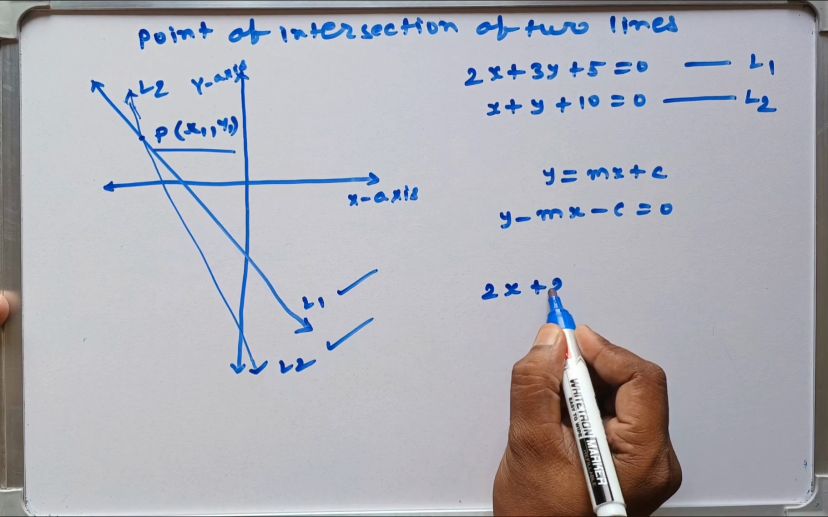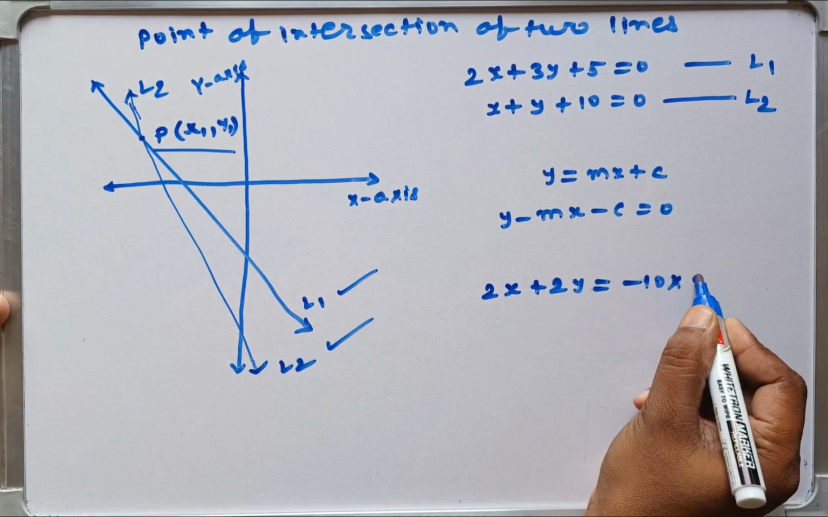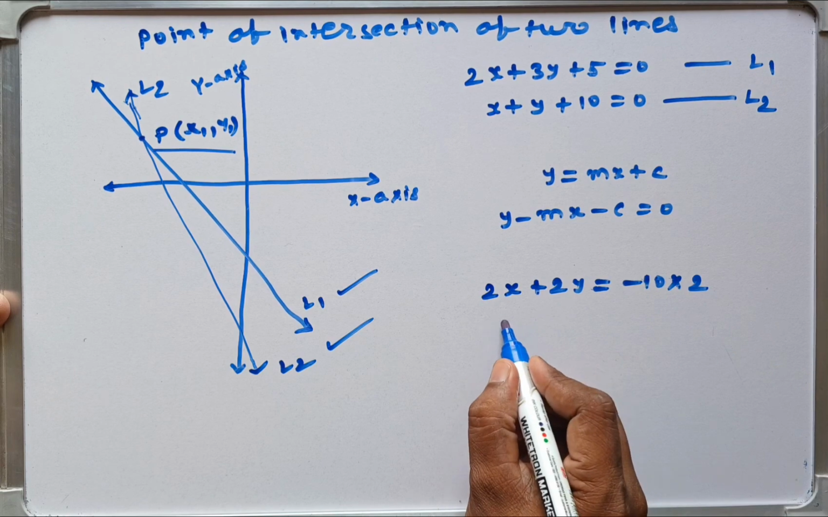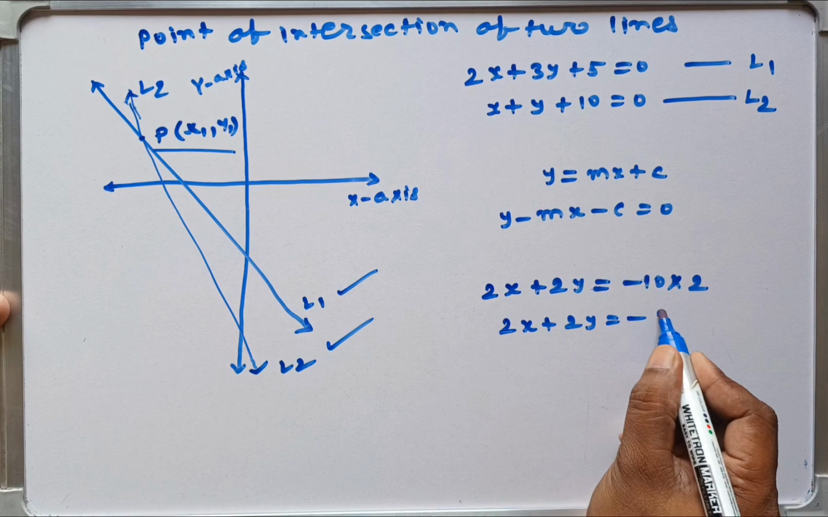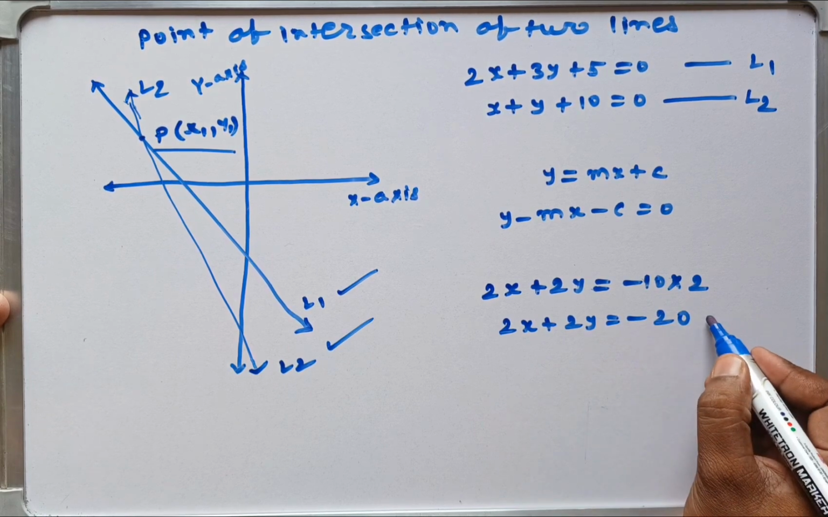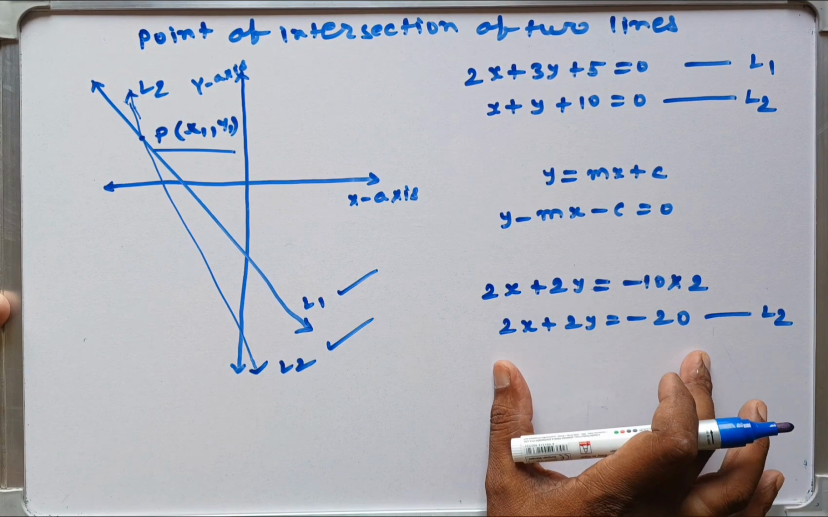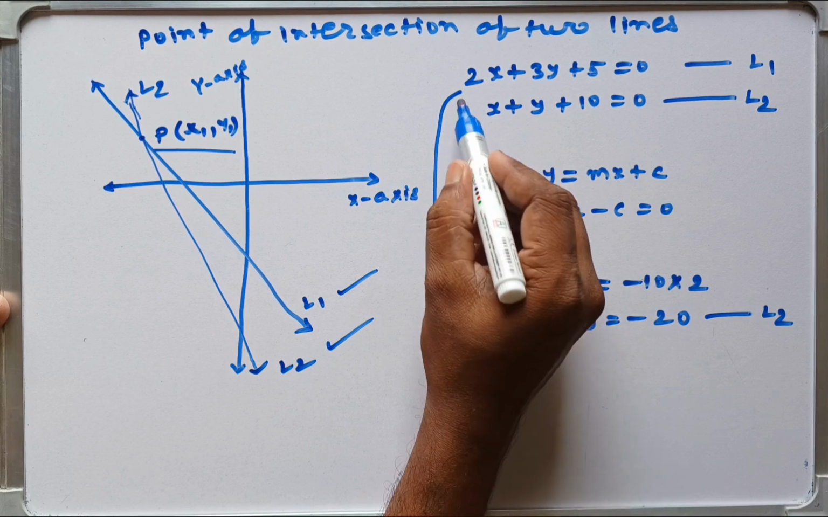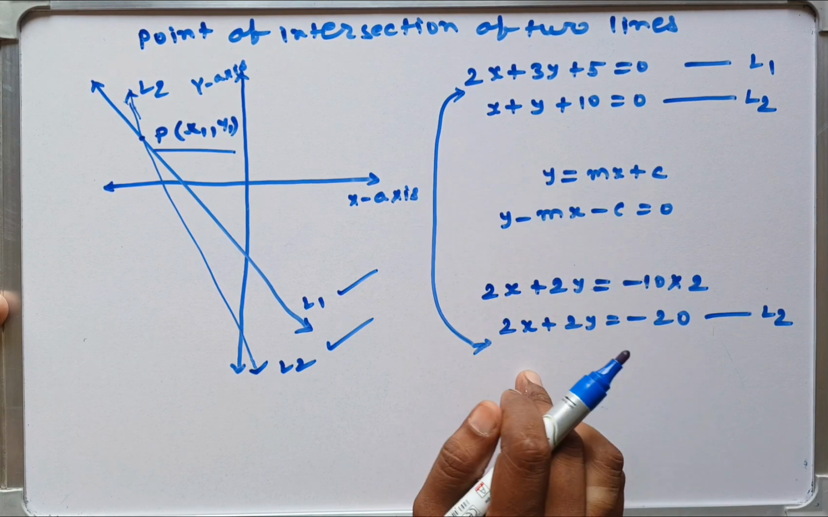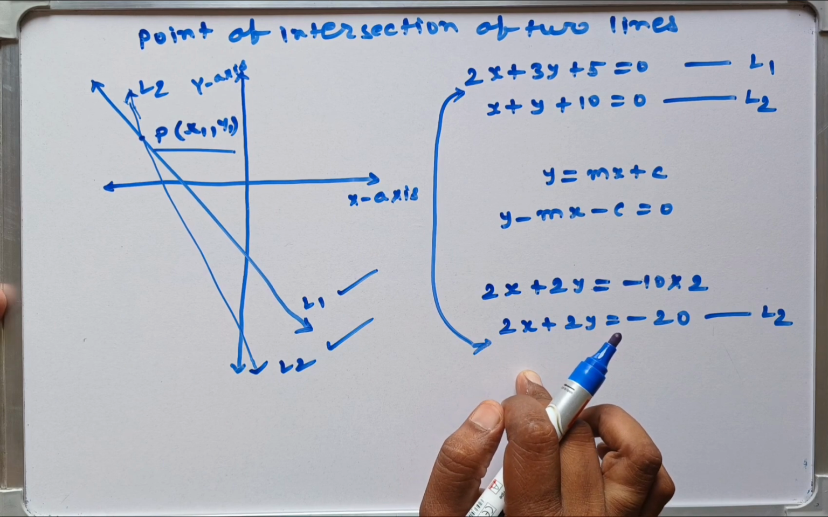2x plus 2y minus 10 into 2. Okay, so we can write it as 2x plus 2y minus 20. Okay guys, so now the L2 equation becomes this one. Now you can see that the x coefficient of both the equations is similar to each other.